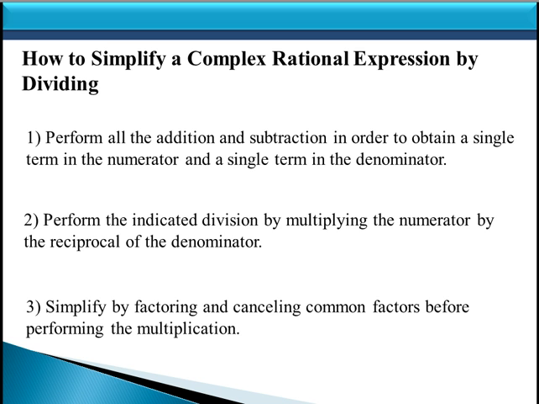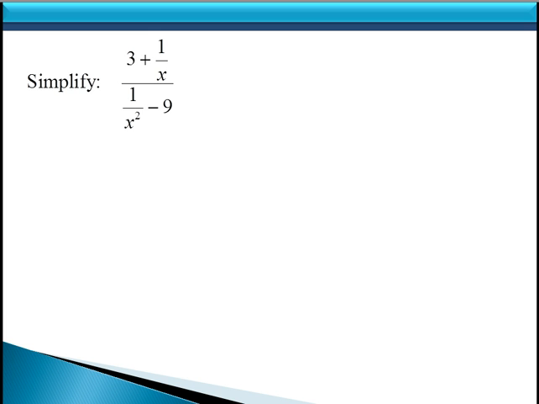And then we are going to simplify by factoring, because we might be able to cancel some common factors, and then we'll perform the multiplication and we'll be done. So we're going to look at that same example that we looked at earlier, but we're just going to use a different method. So remember, the first step for this method is to perform all the addition and subtraction in the numerator and the denominator so that we only have one term in the numerator and one term in the denominator.